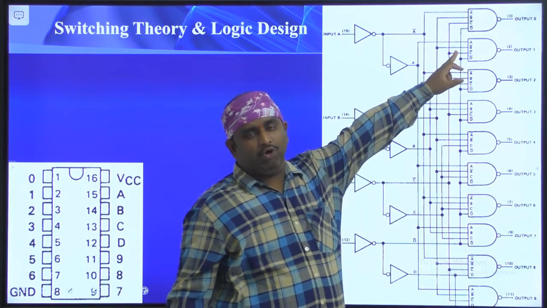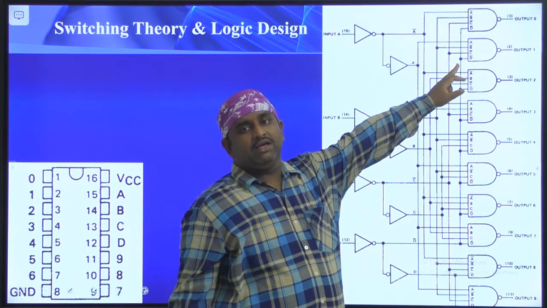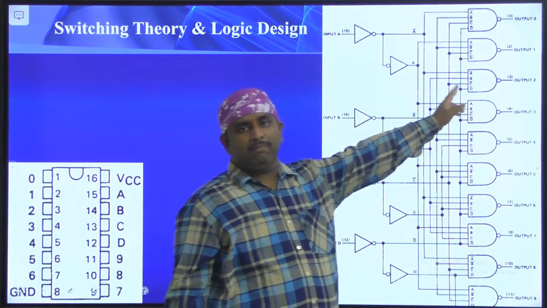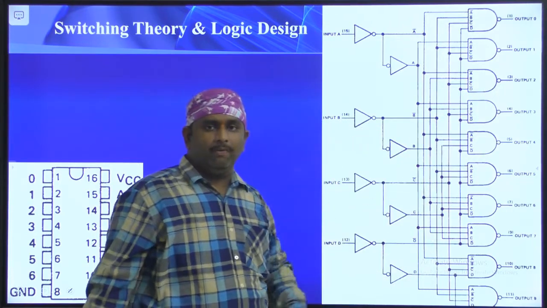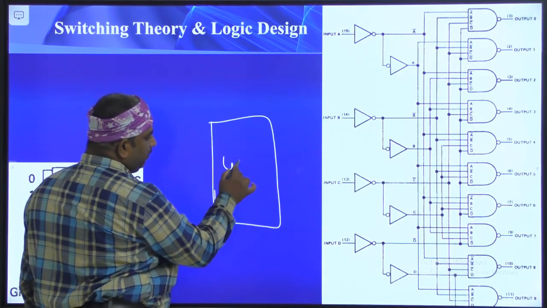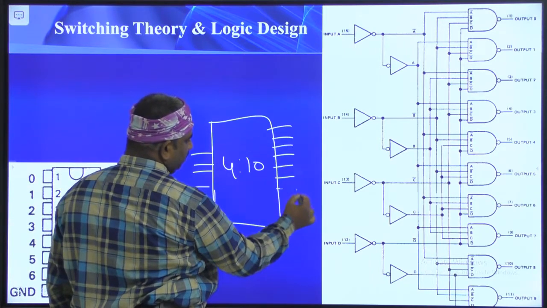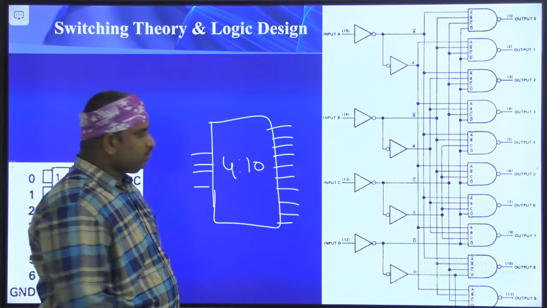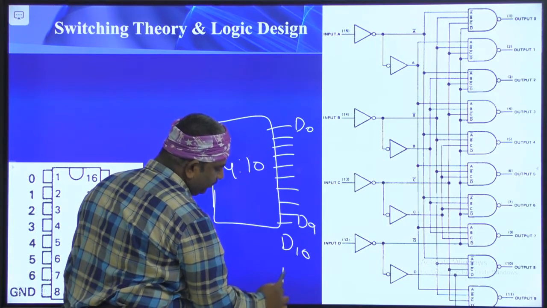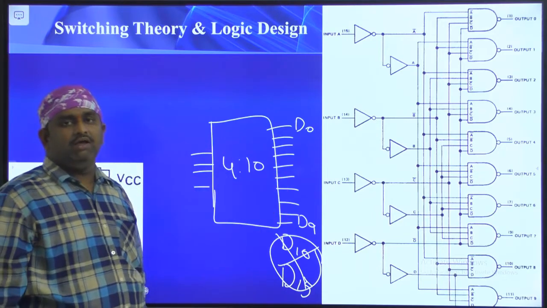The first decoder output is A bar, B bar, C bar, D bar. The second decoder output is A bar, B bar, C bar, D. And the third decoder output is A bar, B bar, C, D bar. Like that we have the operation. This seems to be like a 4 to 16 decoder, but here we have only 4 inputs and 10 outputs. So D0 to D9 are available. From D10 to D15, these outputs are not available in this IC. That is a very simple IC.